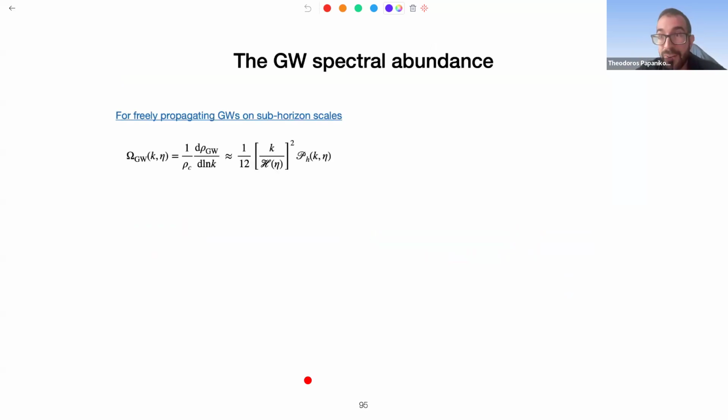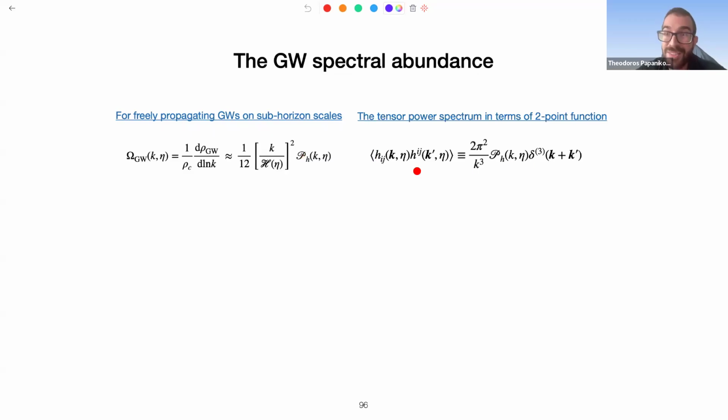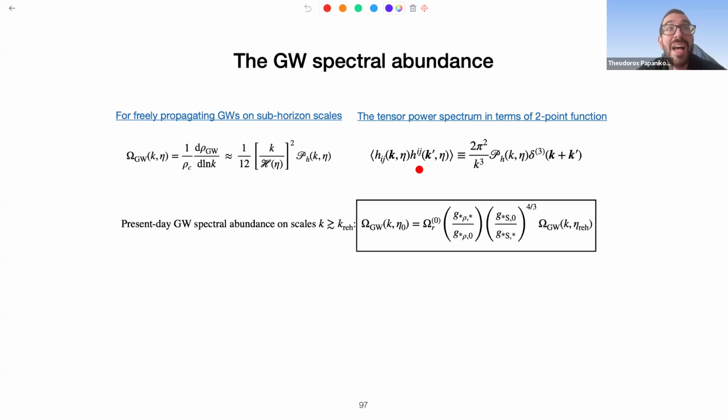Doing so, I remind you again that this gravitational wave spectral abundance is proportional to the tensor power spectrum, which itself is related to the two-point correlation function of the tensor modes. At the end, we can compute the gravitational wave spectral abundance today from the gravitational wave spectral abundance at the end of the post-inflationary era, so at reheating, multiplying it by a dilution factor which accounts for the expansion of the universe.